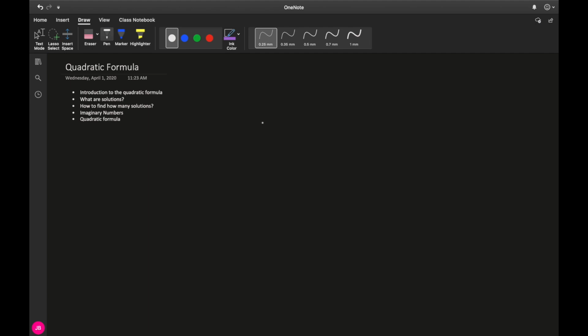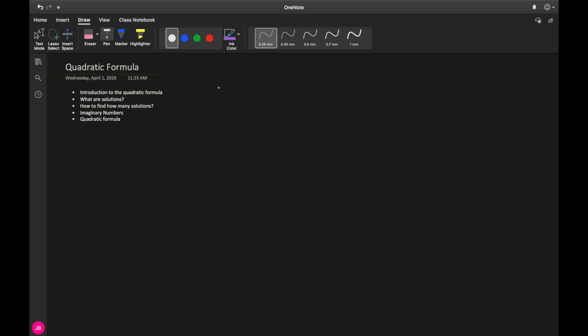Today what I wanted to cover was the quadratic formula. So this is a little bullet list of the things that we're going to be covering today, some of the questions that are going to be answered. So the first thing is the introduction to the quadratic formula. So what is the quadratic formula?